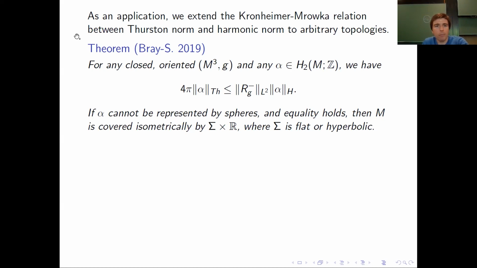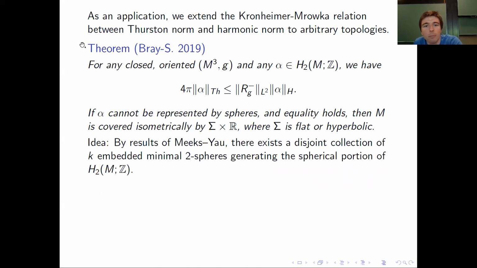Okay, so as an application, we're able to extend this Kronheimer-Mrowka result to arbitrary closed oriented three-manifolds. Okay, so the idea there, maybe I'll be brief. So first of all, by results of Meeks and Yau, this is kind of the key point. We can find a disjoint collection of embedded minimal two spheres, which generate all of the non-separating spheres in homology. So all the portion of the homology that can be represented by two spheres, we can find a collection of disjoint minimal representatives such that we can get all of it by their sums.